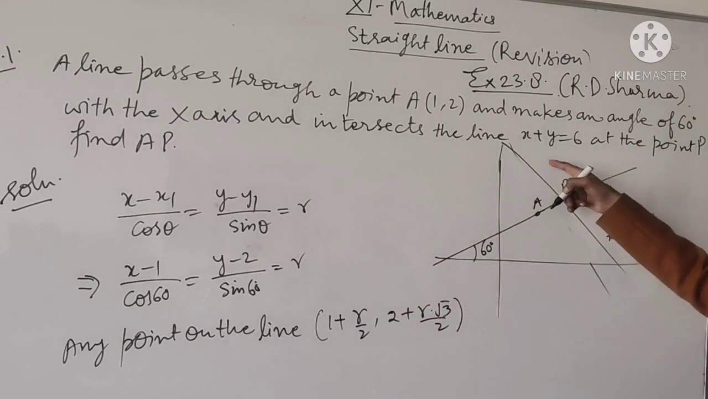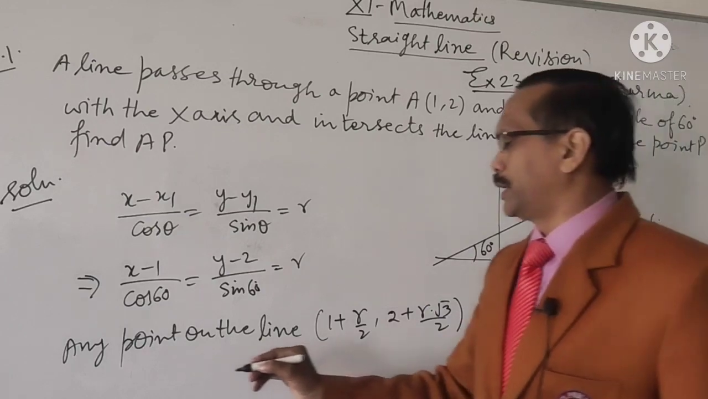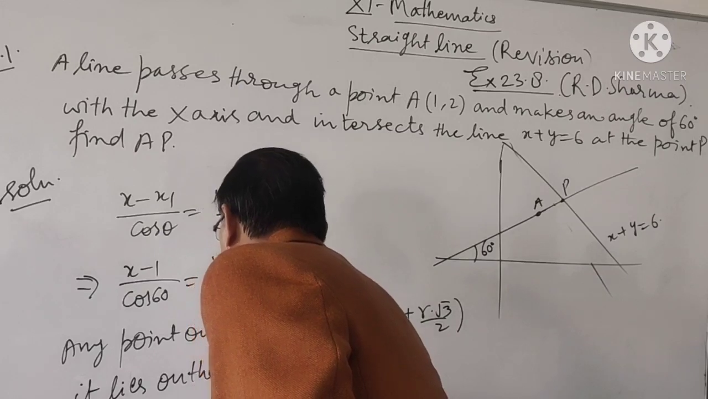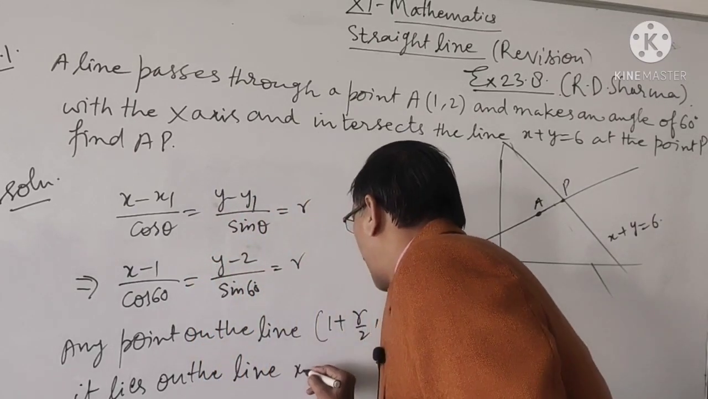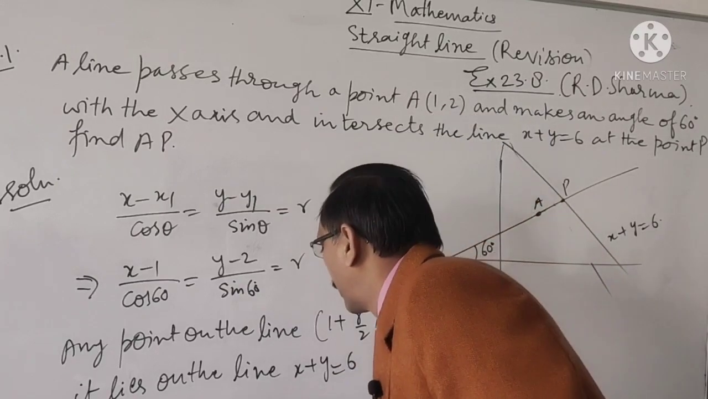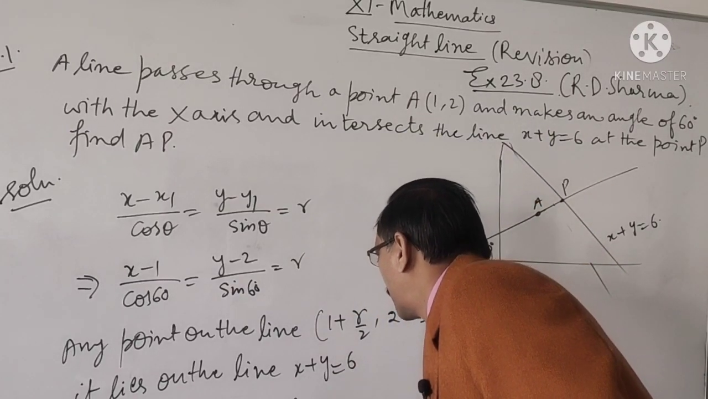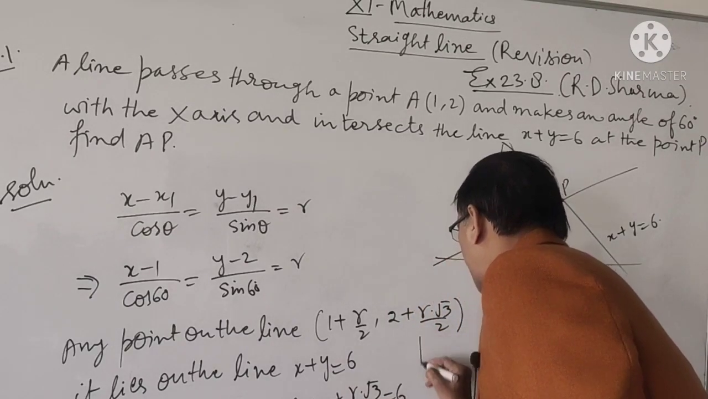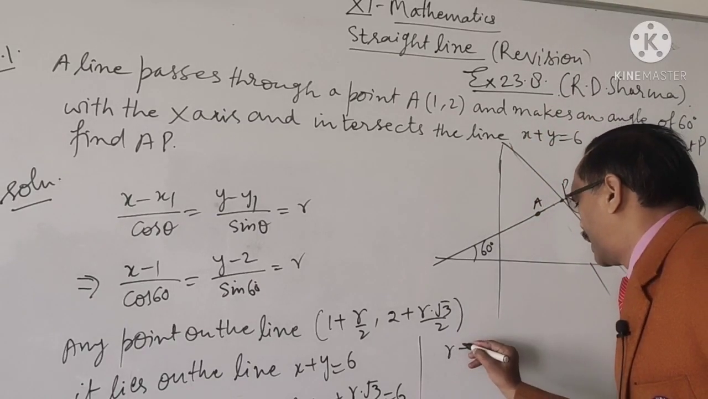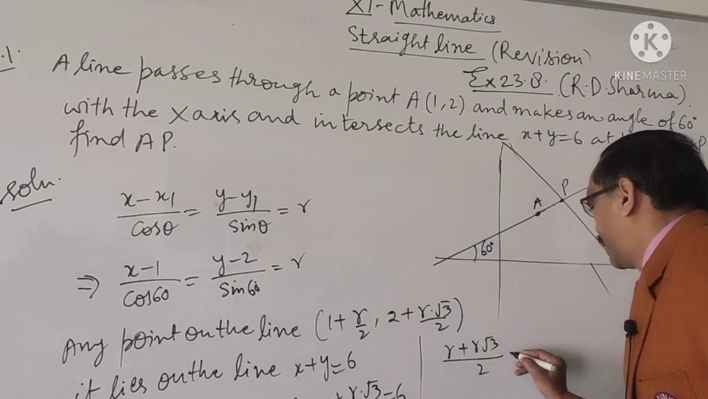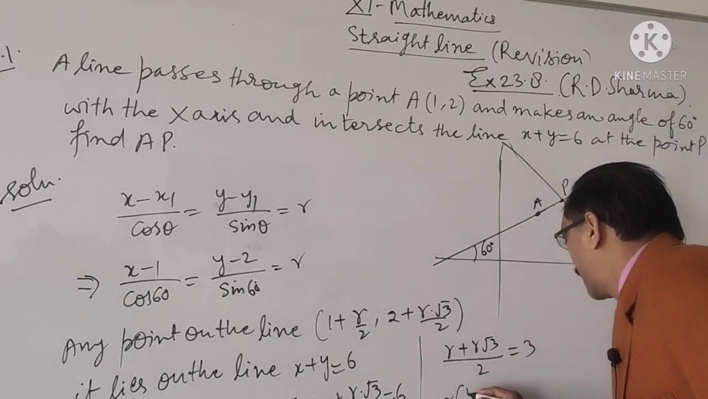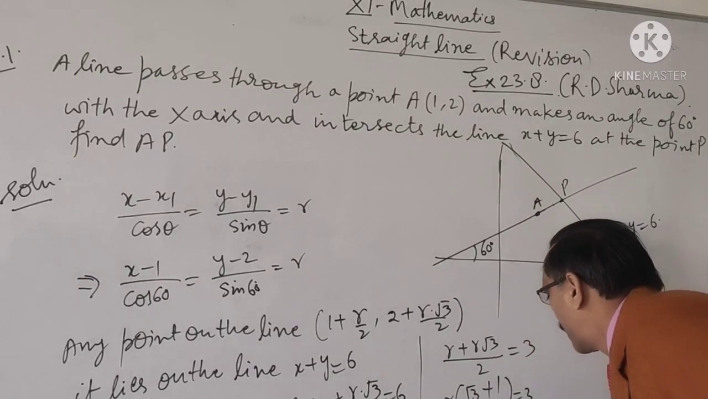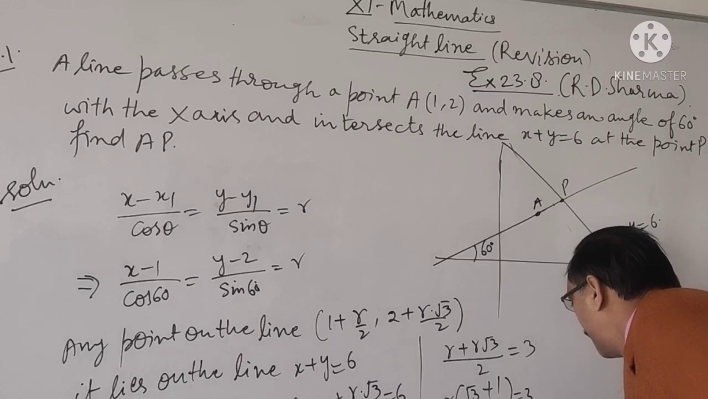It lies on the second line x plus y equal to 6. Therefore, we will get 1 plus r upon 2 plus 2 plus r root 3 upon 2 equal to 6. And r plus r root 3 upon 2 equal to 3. And r common, root 3 plus 1 upon 2 equal to 3. And r equal to 6 upon root 3 plus 1.